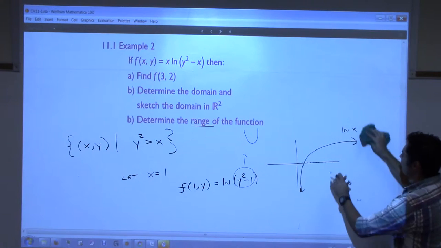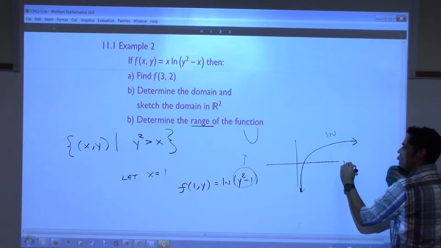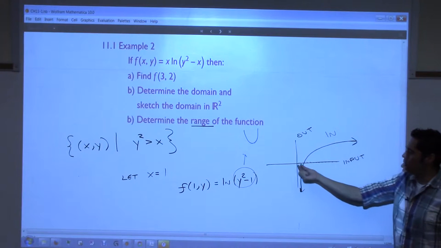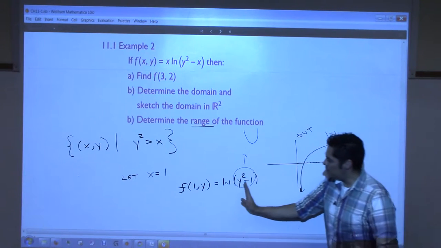Look, don't look at this as natural log of x, okay? Just look at this as the natural log function. This is the input, right? This is the output. If I have a natural log function, you plug a positive number in, it's going to spit something out, yes? This right here is a natural log function.